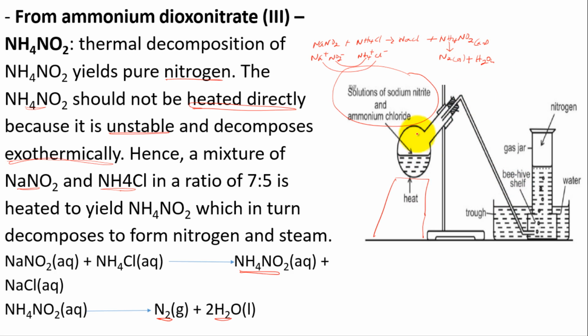By the time it decomposes, you are evolving nitrogen gas. The nitrogen gas is collected by upward delivery because it is less dense than air, and aside from that, you can collect it over water because it is not extremely soluble in water. Here is the water trough, the shelf, and a gas jar that we use to collect the gas. This is another way of preparing nitrogen aside from air.